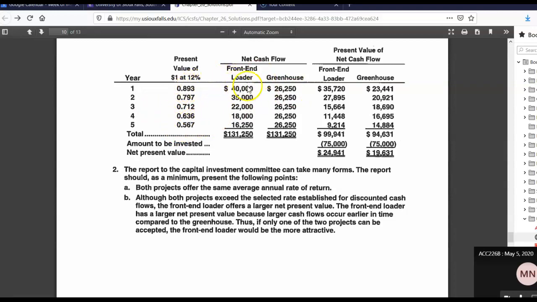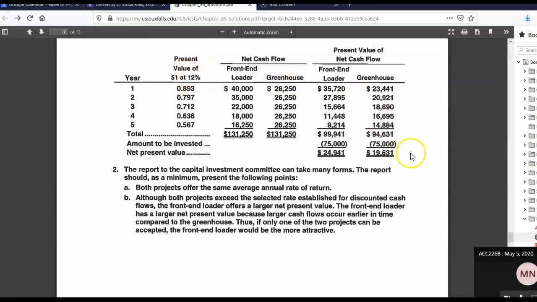So 0.893 times 40 is 35. 0.797 times 35 is 27, or 0.712 times 26,250 is this 18,690. The summation of all of those present values is 99,900 and 94,600. You take away the investment of 75. It has a net positive of about a $5,000 difference between the two alternatives, almost 25 and almost 20. Both of them, we can say, exceed the 12% hurdle.